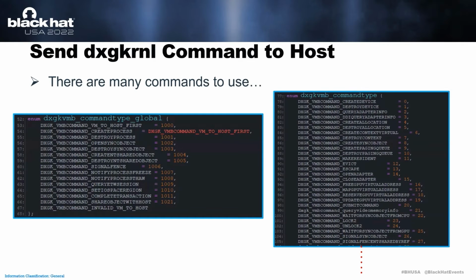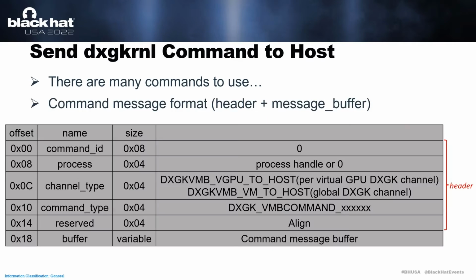By reading the WSL2 Linux kernel source code, you can see that there are many commands available here. The command message memory layout is as follows. All command messages consist of a header of size 0x18 and a message body. The header consists of 4 members.